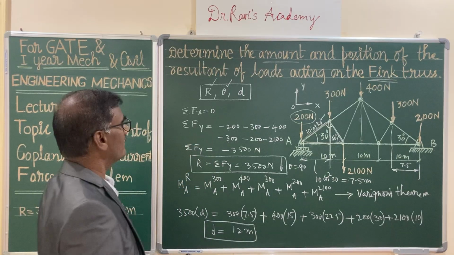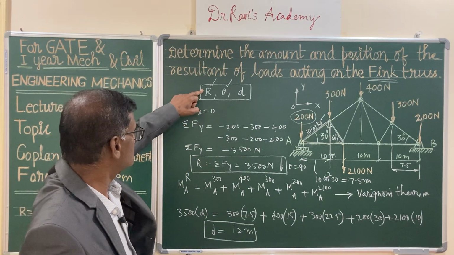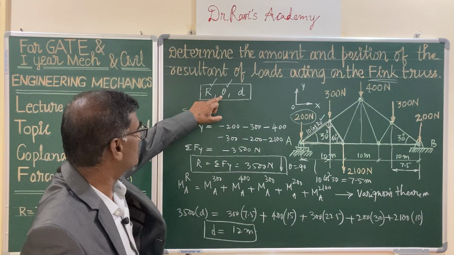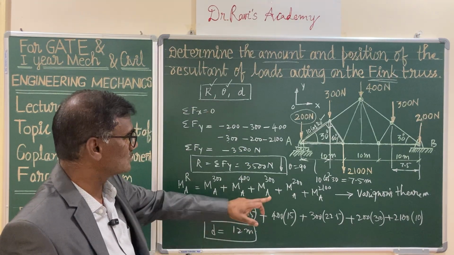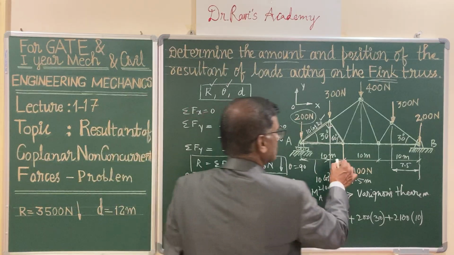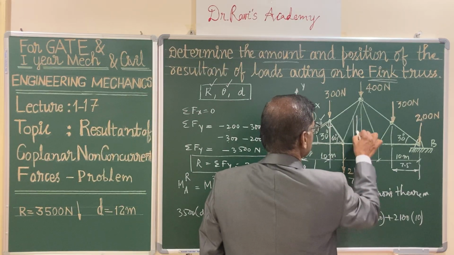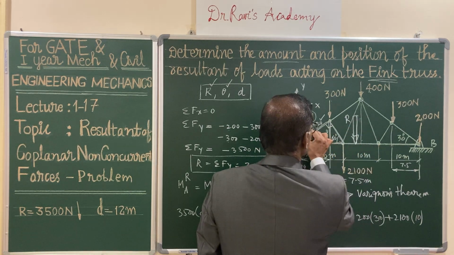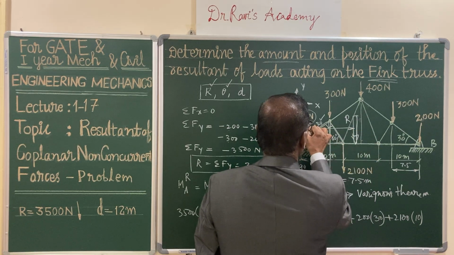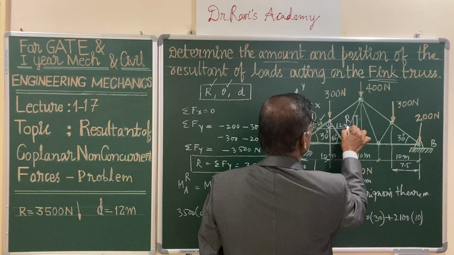So you got all the values. You know the resultant magnitude R, the direction vertically downwards, and the position of the resultant force. So that is acting at a distance. This is 10 and it is acting approximately here. This is the resultant, and at a distance from point A, it is 12 meters.